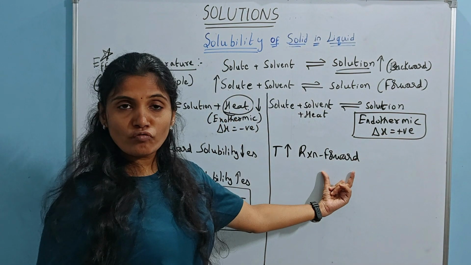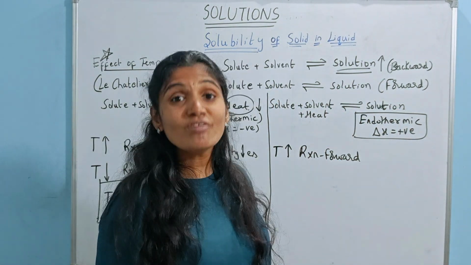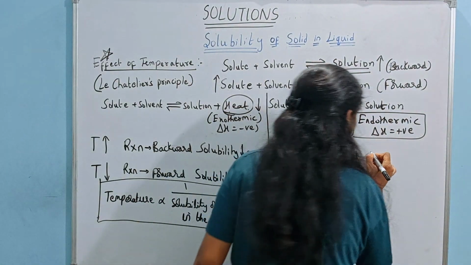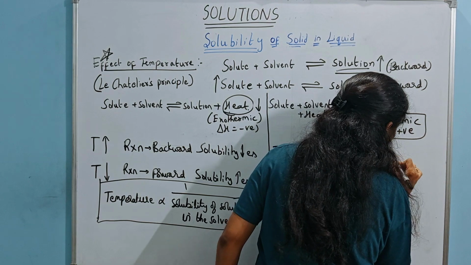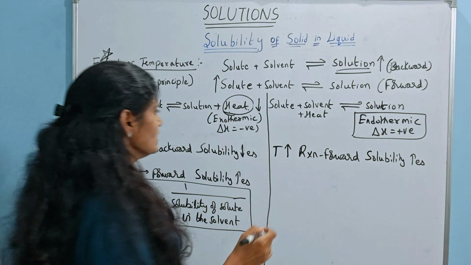The reaction goes in the forward direction. When the reaction goes in the forward direction, which process is taking place? Dissolution. So the solubility of solute in the solvent increases. So I can say solubility increases. Okay, now I can take the other case.